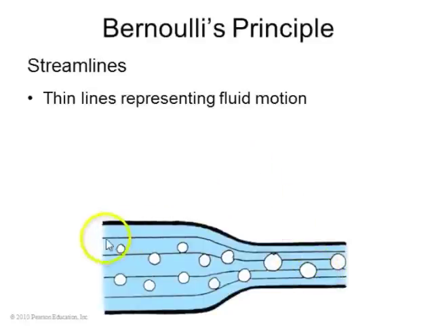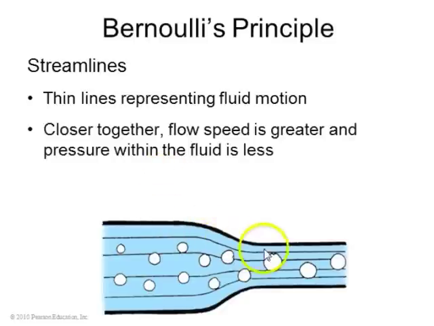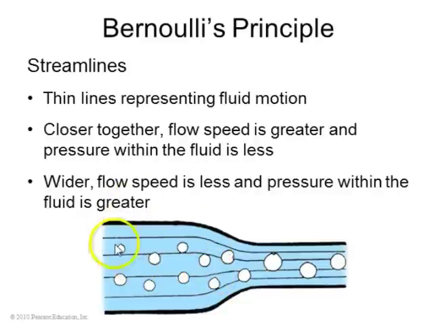So here is a picture of water streamlines going to the right, and for some reason in this tube, the cross-section has decreased, so it gets narrower here. When these lines get closer together, the flow speed is greater, and this fluid, or gas, is at a lower pressure than the fluid on this side. So in the wider part the flow speed is less and the pressure is greater. And when it's narrower, the flow speed is more, and the pressure is less.